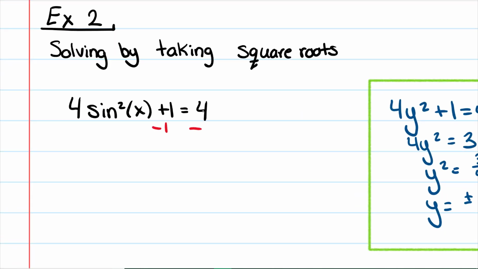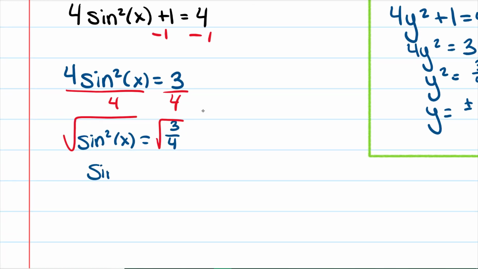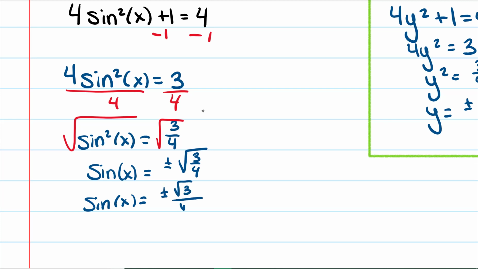So step 1, I subtract 1 from both sides. I get 4 sine squared of x is equal to 3. Then I'm going to divide both sides by 4, and I get sine squared of x is equal to 3/4. So then I take the square root of both sides, and I get sine of x is equal to plus or minus the square root of 3 over 4. And using square root properties, we can get plus or minus radical 3 over radical 4, which is plus or minus radical 3 divided by 2.